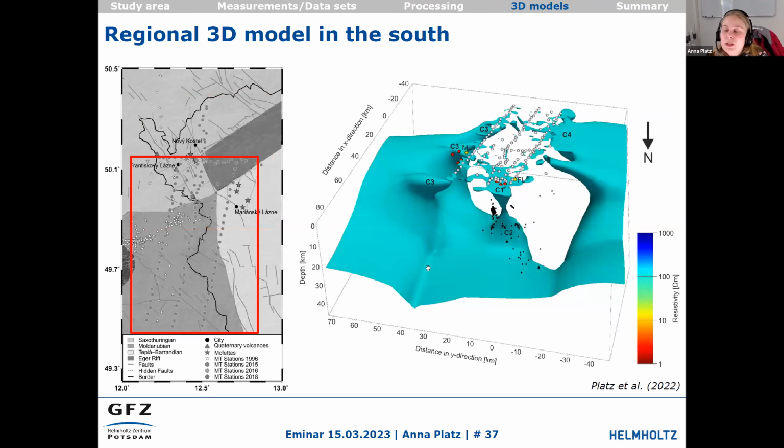A similar result we get for the data set from the southern part. In this case, you see only an isosurface, so you see more or less the conductive parts in our model. I could say that we have two different small-scale reservoirs at the lower crust, both close to very famous spa resorts called Franzensbad and Marienbad. And we also resolve a lot of these pathways which go from the lower crust up to the surface to the different degassing spots.